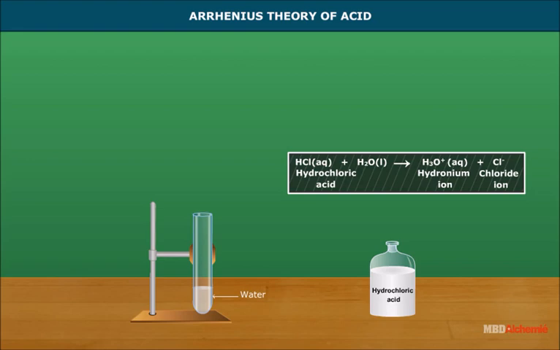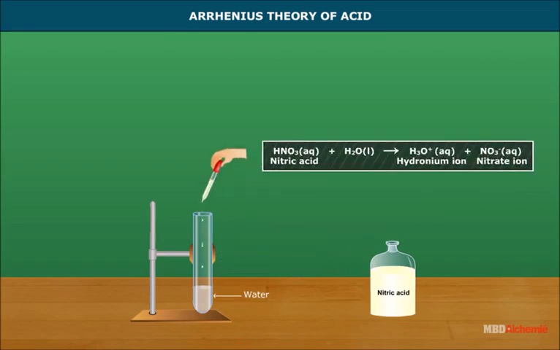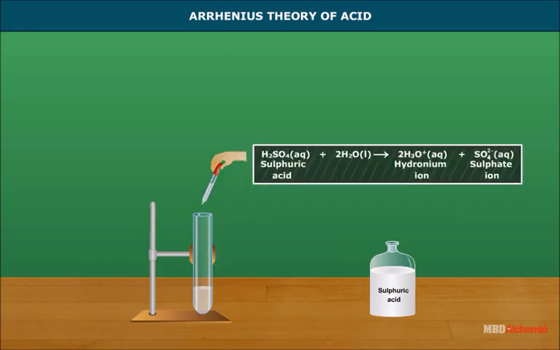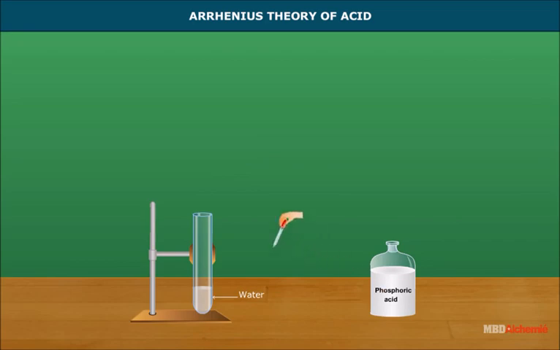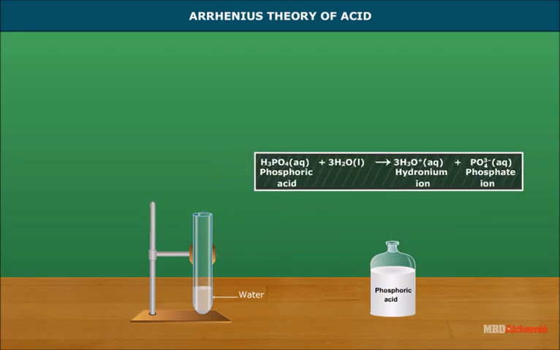Similarly, the experiment is performed with nitric acid and sulfuric acid. Nitric acid ionizes into hydronium and nitrate ions. Sulfuric acid ionizes into hydronium ions and sulfate ions, and phosphoric acid ionizes into hydronium ions and phosphate ions.